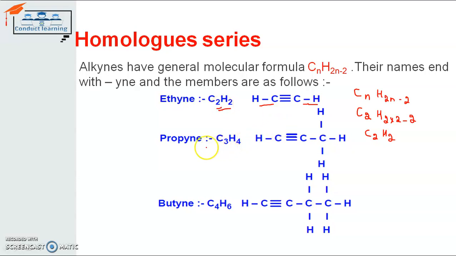And we can derive the formula for propyne also by this molecular formula of alkynes. We know that the number of carbon atoms in propyne is 3, so I will write 3 here instead of n. Accordingly, I can find out the value of hydrogen also. The hydrogen value, after filling the value of n here, will come around 4. So the chemical formula for propyne will be C3H4.